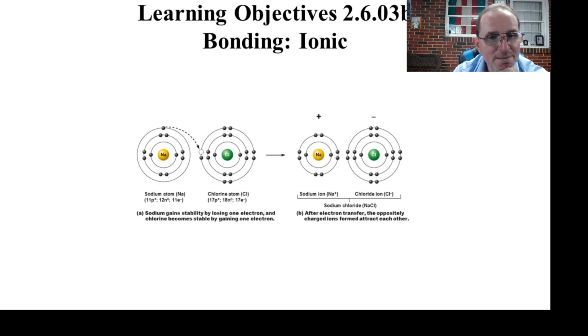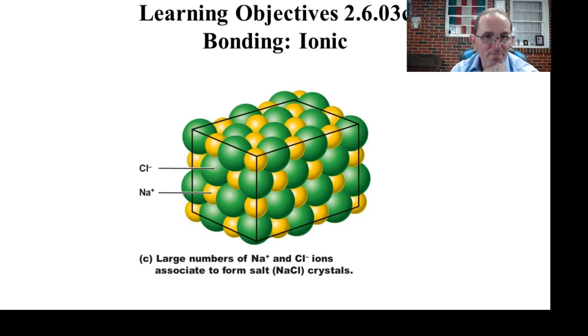Chlorine, let's see, I could probably calculate that. 2, that's 10. Its atomic number is 17. Oh, I could have looked right there. So 17, when he gets the extra electron, he's going to have 18 electrons and 17 protons, and he's going to have a negative charge, a charge of -1.